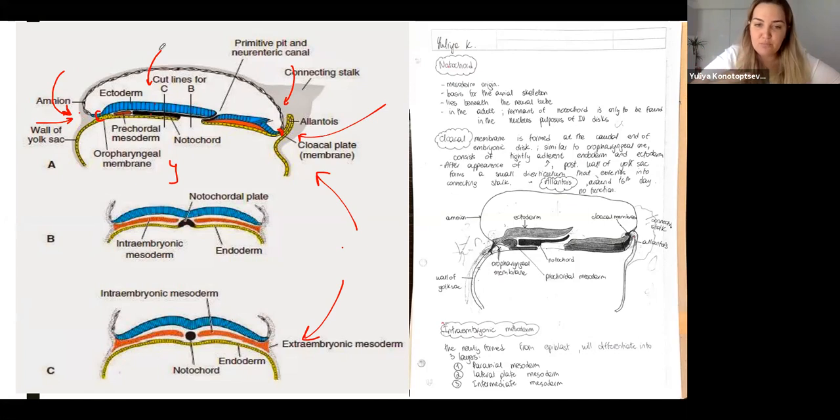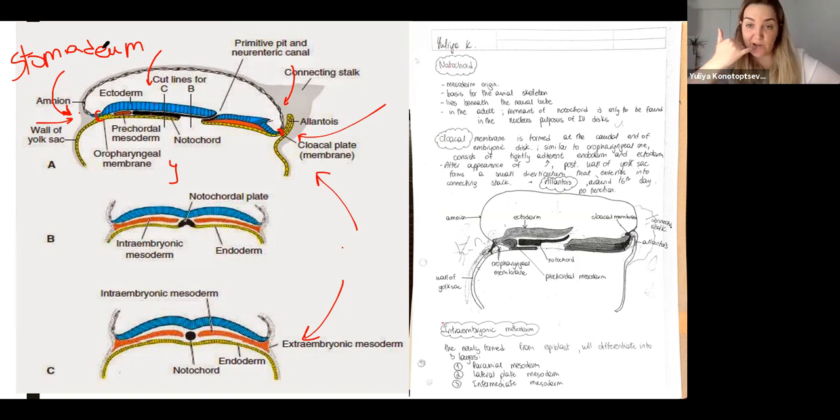In the embryo, the primitive oral cavity, so the mouth itself, is called the stomodeum. Okay, we're going to call it stomodeum. It's a very unfair question, but I see it in past papers. Next semester we'll talk about it more, but for now, just learn this word, stomodeum. Stomodeum is where the teeth are, the future oral cavity.